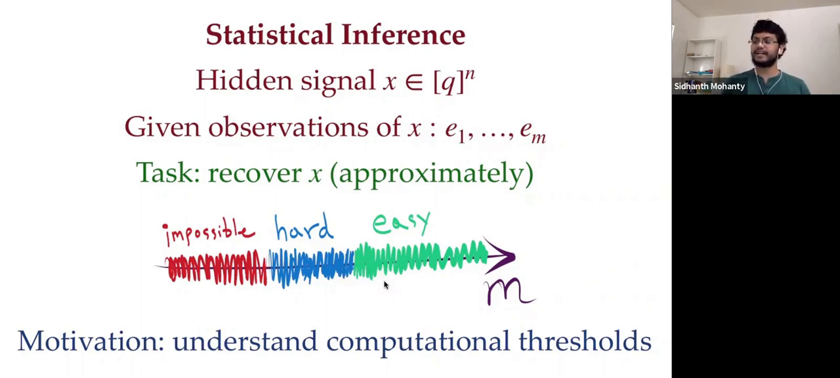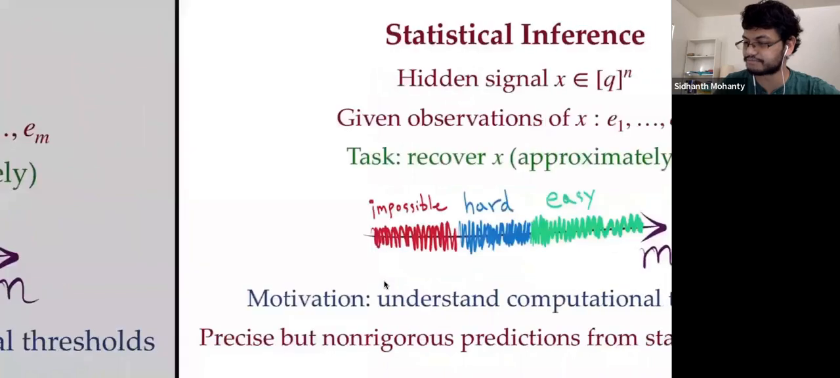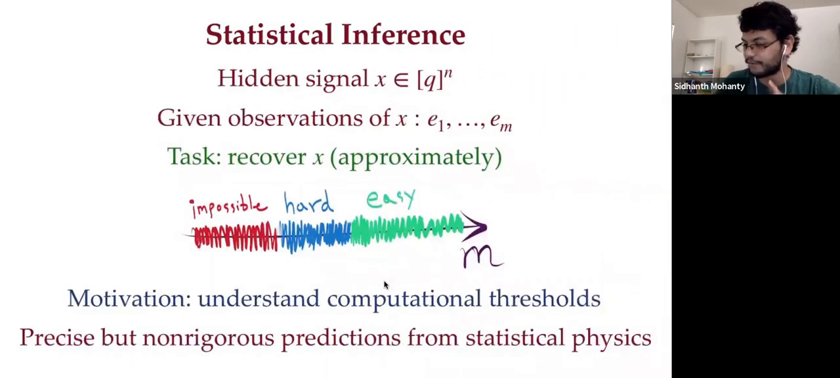With this setup in mind, let's jump into a few concrete questions, which we will tackle in this talk. One thing I want to note is that the predicted thresholds of when a problem jumps from being hard to being easy come from the statistical physics literature and community. They use certain non-rigorous but still very precise methods to make these predictions. So this talk will also spend a chunk of time going over the statistical physics-based methods.